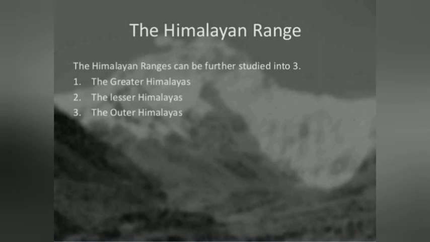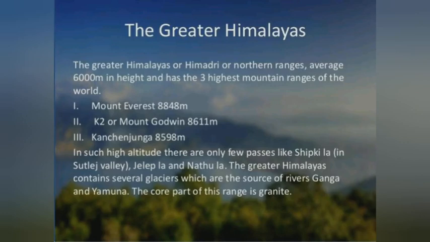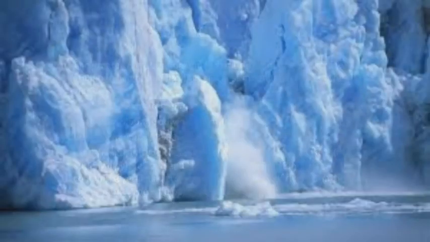The Greater Himalayas or the topmost Himalayas have the world's highest peaks. Among these are Mount Everest, which is in Nepal, and we all know that it is the highest peak in the world, and Kanchenjunga, which is in India, and that is also the third highest peak. These mountain ranges act as natural barriers for the country.